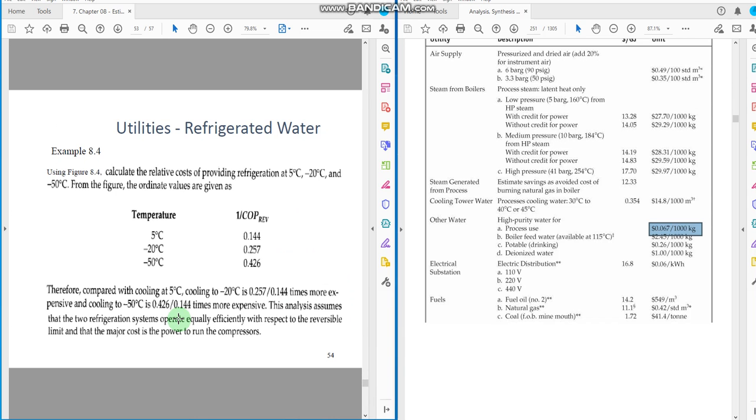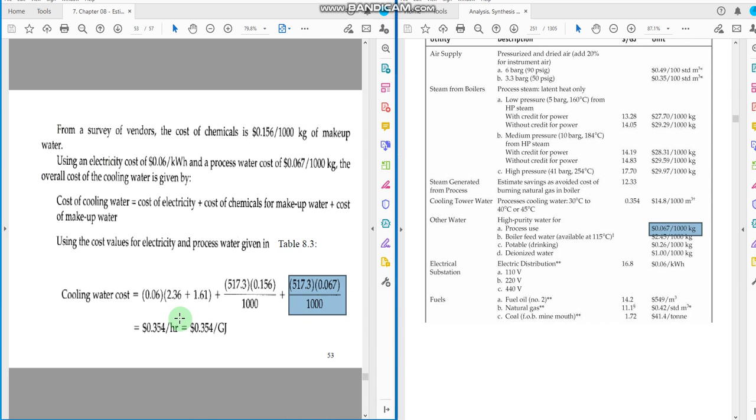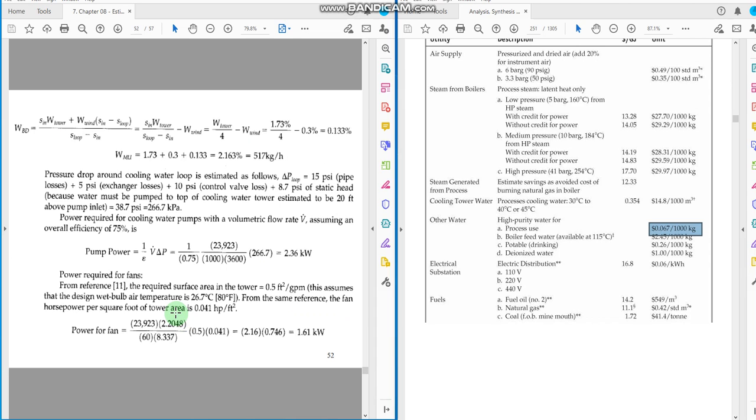So this is about example 8.3, and next time, inshallah, we will try to solve a few examples relevant to chapter number 8. And this is all for today. Let me know if you don't understand anything. Okay, thank you.